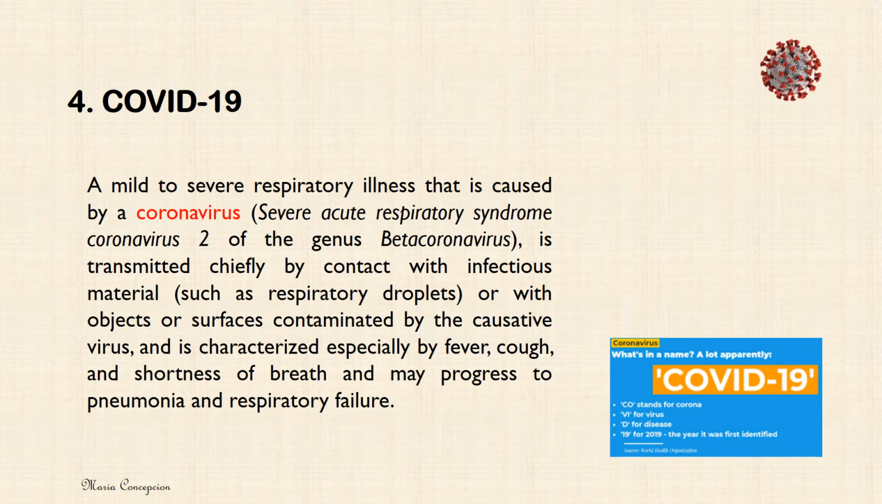COVID-19. A mild to severe respiratory illness that is caused by a coronavirus, severe acute respiratory syndrome coronavirus 2 of the genus Betacoronavirus, is transmitted chiefly by contact with infectious material, such as respiratory droplets, or with objects or surfaces contaminated by the causative virus, and is characterized especially by fever, cough, and shortness of breath, and may progress to pneumonia and respiratory failure.